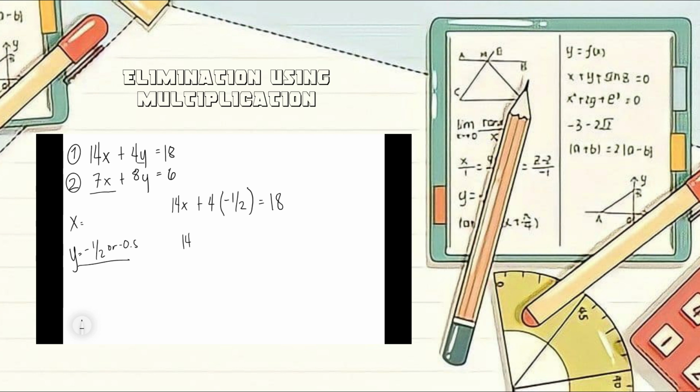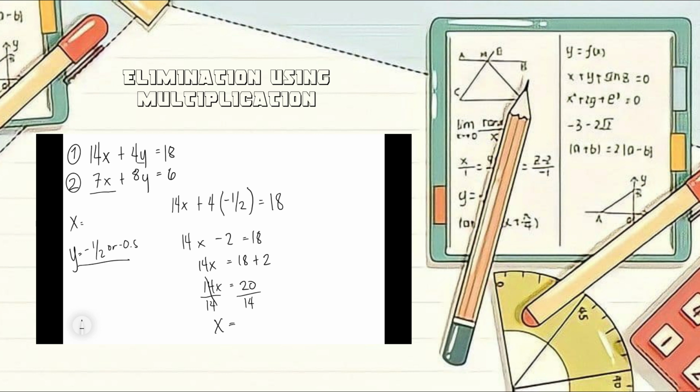So this will be 14x minus 2, because this will turn to negative 2, is equal to 18. So the first thing we need to do is to transpose negative 2 to the other side, which will then turn to positive. So plus 2. So 14x is equal to 20. Since we have 14 here, we need to divide both sides by 14, so we can get the x.